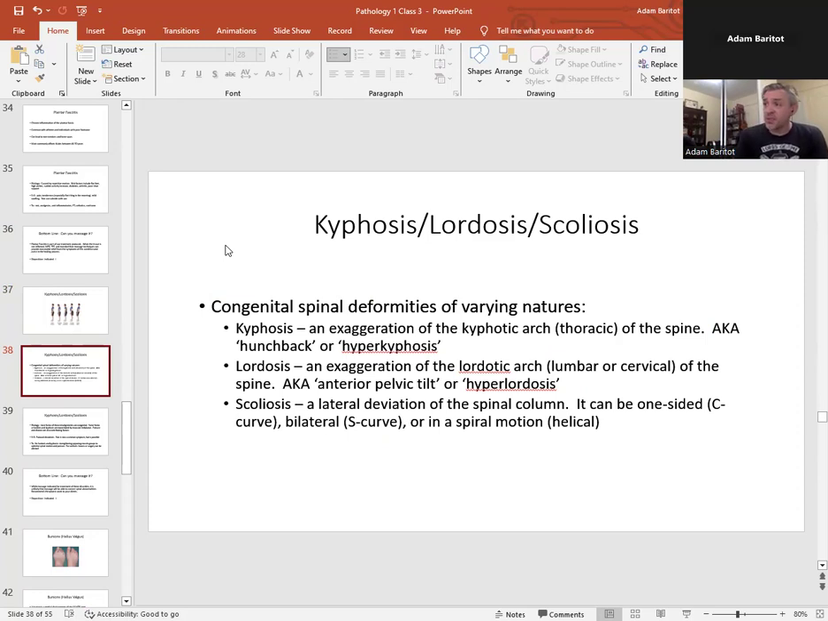Let's start with kyphosis. This usually affects the kyphotic arch of the back, which is the thoracic spine, or sometimes the sacrum itself. An exaggeration of that kyphotic arch is called hyperkyphosis, also known as hunchback, an excess curvature of the thoracic spine. Similarly, if you have an accentuation of your lordotic curves, either in your cervical or lumbar spine, we see that as a lordosis. If it's the lumbar spine, it's sometimes called anterior pelvic tilt or even sway back. The official name for that is hyperlordosis.